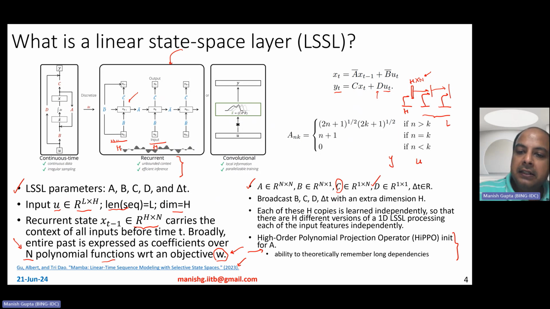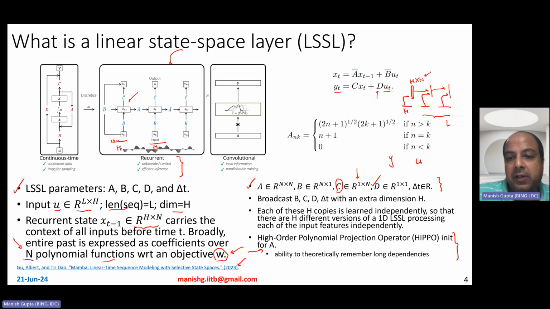Okay. Now C, basically there are n state variables, and you want to figure out how much importance to give to each of them. So that's C, the output matrix, output vector C in that sense. Now that's how a single state space model works. When I say a single state space model, I mean something that processes only one dimension, one dimensional input.